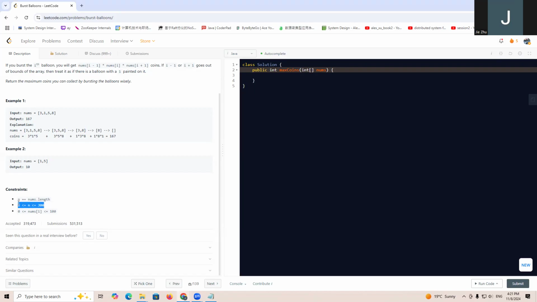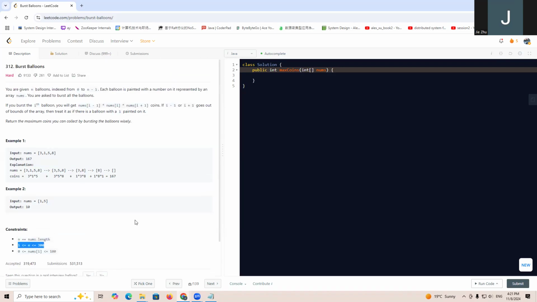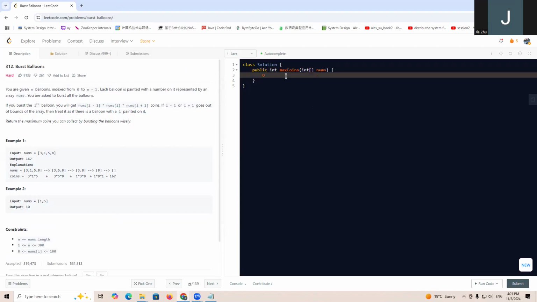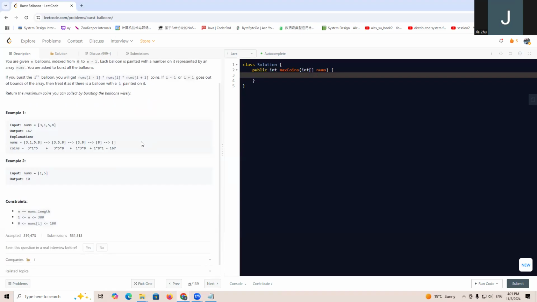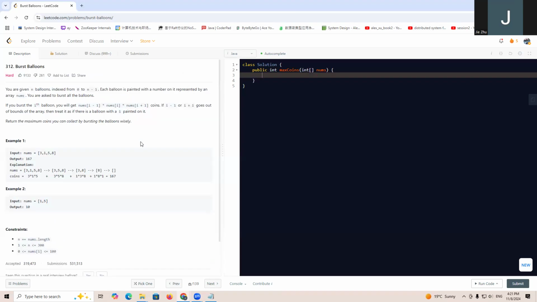We'll see the constraint is n is smaller or equal to 300. So for this kind of range, we can think about O(n^3) time complexity being able to pass this question, right? So we think about how we can handle this. Actually, there are two approaches. One is greedy, right? Another is possibly dynamic programming.